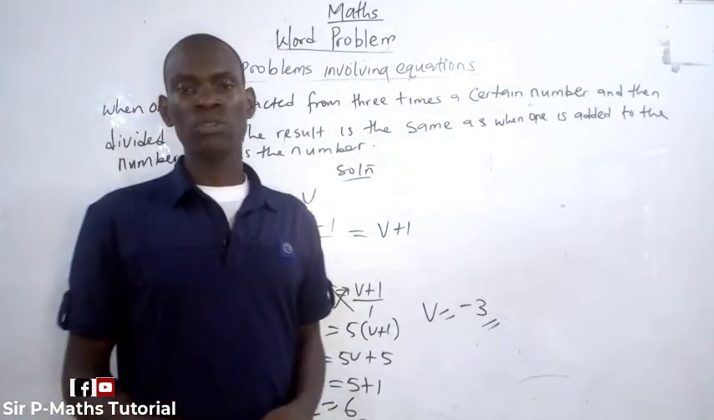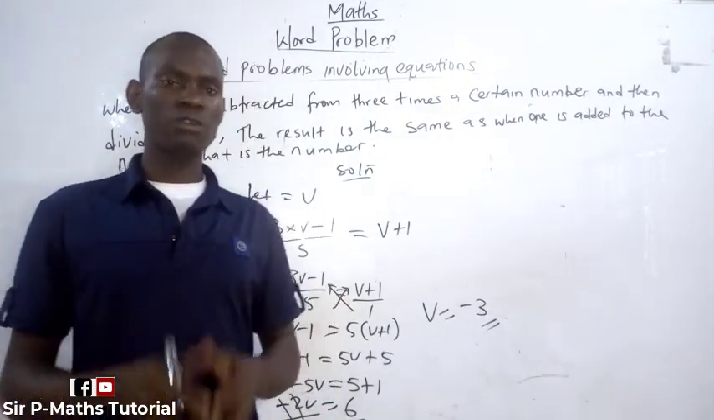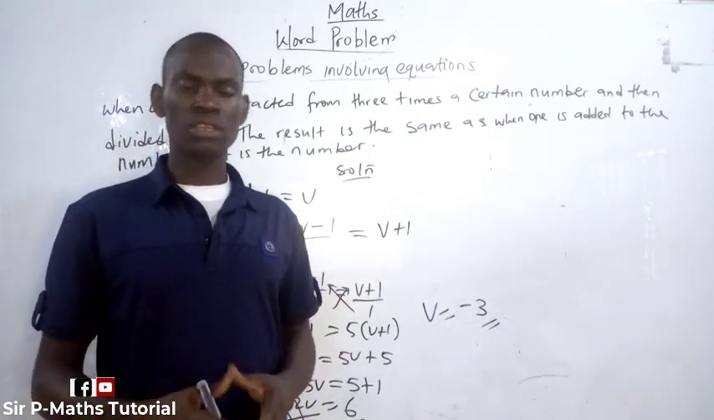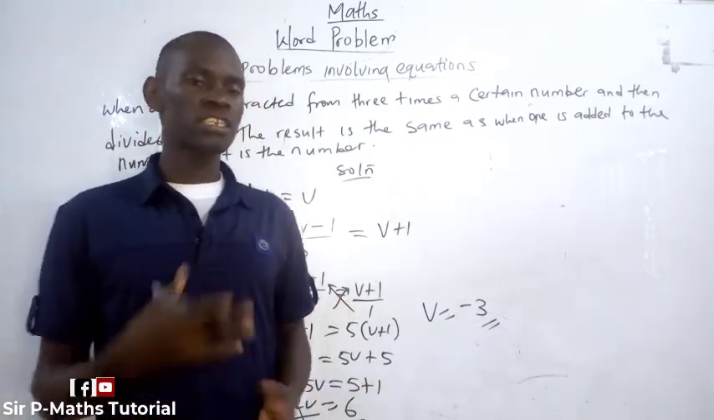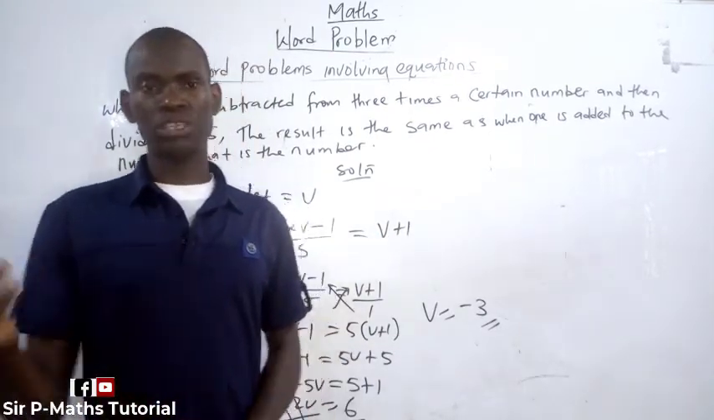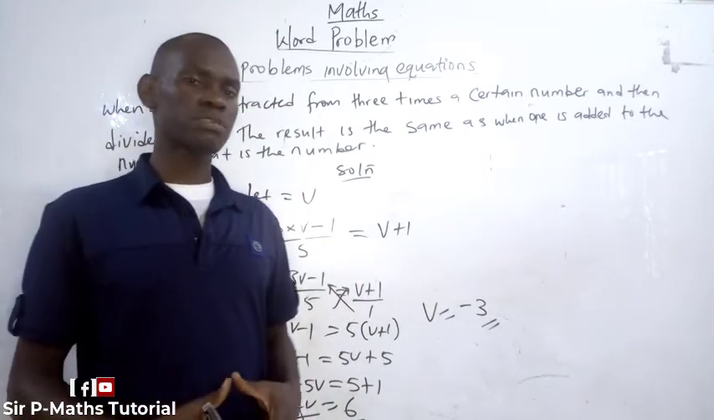In my next video, we'll be solving word problems involving age and motion. The age of a father is twice the age of the son 3 years ago. In the next 5 years, what will be the age of the father? We'll be solving problems like that.